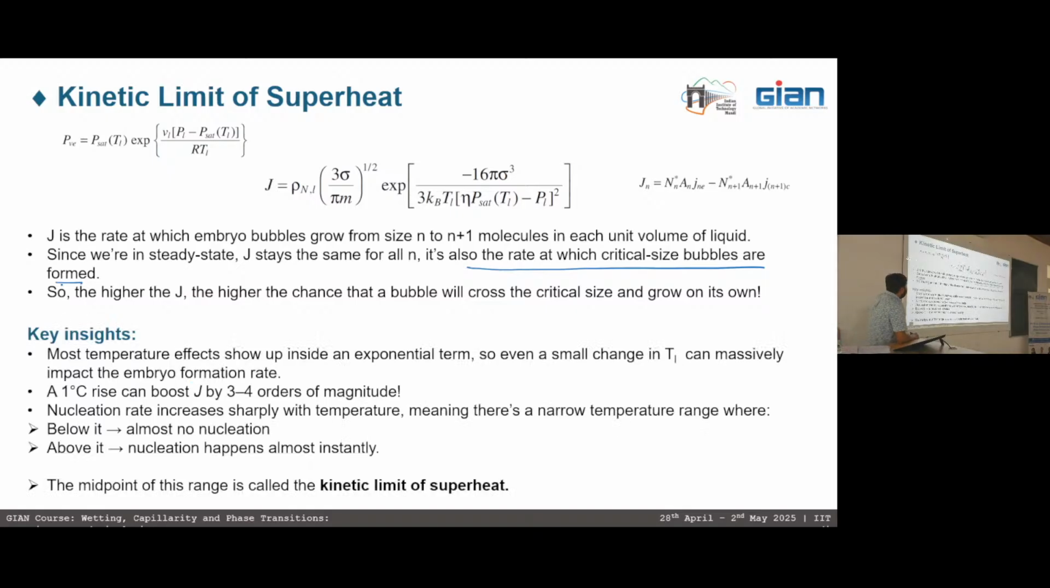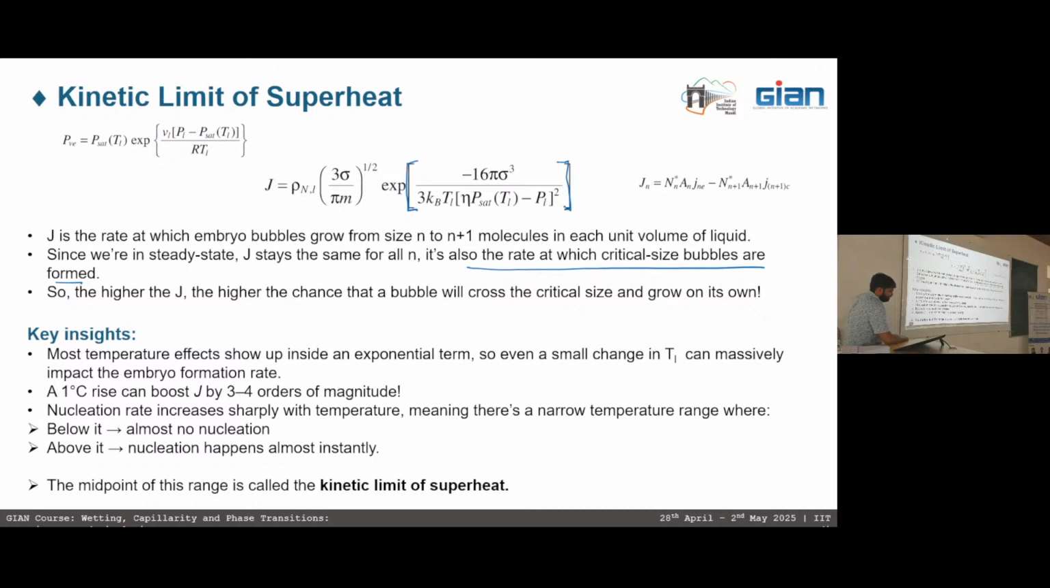What key insights we get from the kinetic limit of superheat is that most temperature effects show up inside the exponential term, as we discussed. I can also discuss it here, that mostly all the temperature effects show up inside this exponential term. So even if we increase the temperature by 1 degree Celsius, we can see a boost of the embryo formation by orders of magnitude. So at one state you can see that there is no embryo formation, but even if you increase by 1 degree Celsius, multiple embryo formation can occur, and that too in multiple orders of magnitude.